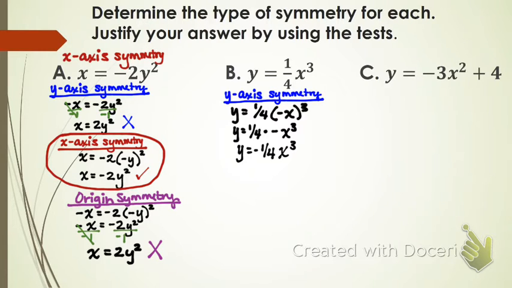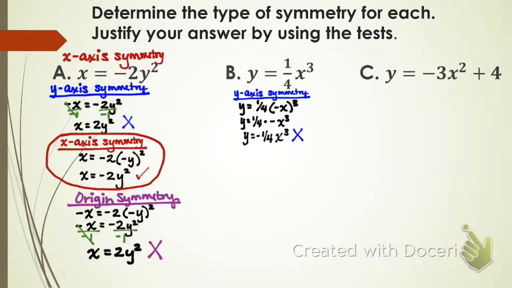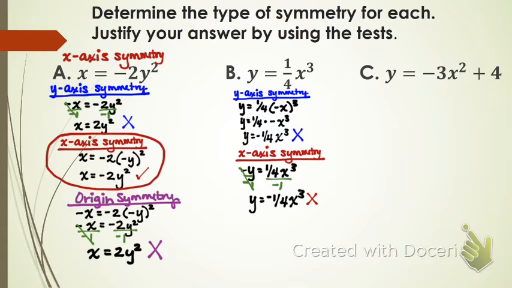Is that what we started with? No. So this does not have y-axis symmetry. So then we check for x-axis symmetry. So I'm going to replace the y with a -y this time. -y is equal to 1/4 x cubed. So I'm going to divide both sides by -1. And I get, once again, y is -1/4 x cubed, which is not what I was looking for.